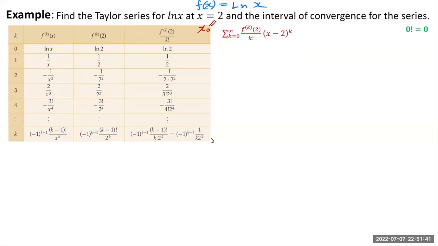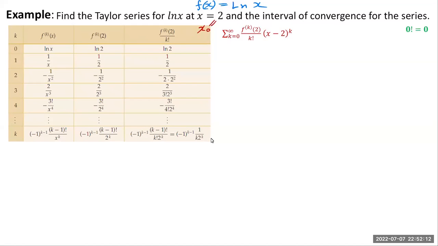For that, if you're asked to find the Taylor series for a given function, you always need to identify this general term, f^(k)(2) divided by k factorial. If you can identify this term, then we have a pattern. You can write the summation as a formula. So the goal is to find a general expression for f^(k)(2) over k factorial. Okay, let's do that. We can achieve this via a table.